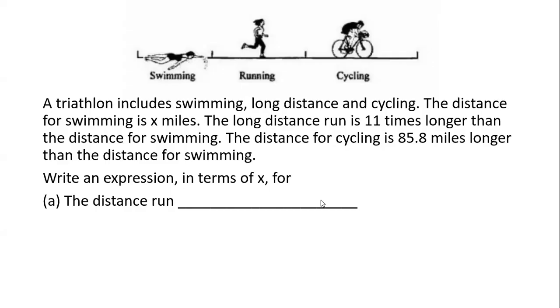A triathlon includes swimming, long distance, and cycling. The distance for swimming is X miles. The long distance run is 11 times longer than the distance for swimming. The distance for cycling is 85.8 miles longer than the distance for swimming. Write an expression in terms of X for the distance run. Very good. So we want to write an expression in terms of x for the distance run. Anyone want to have an answer for that? What is the expression for the long distance run?